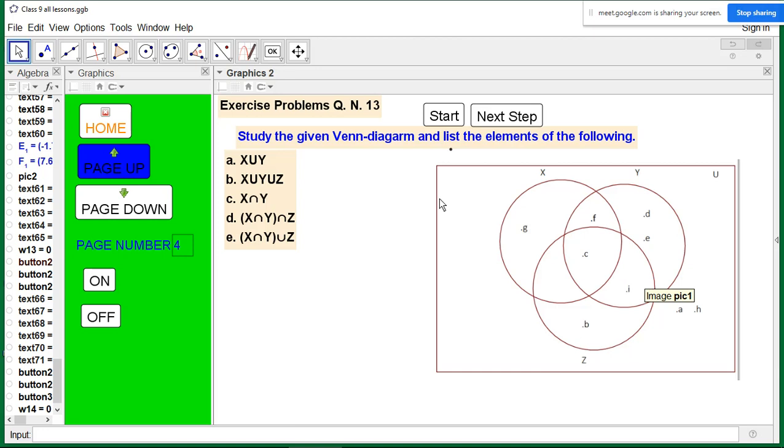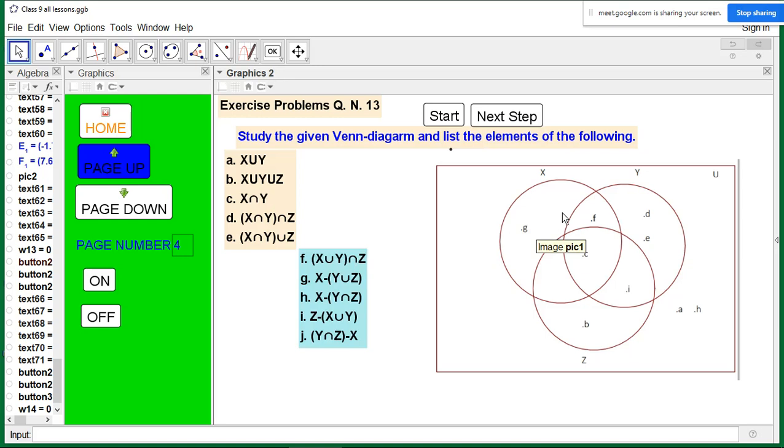X union Y intersection Z. X union Y is all this part, yes, and intersection with Z is this part only. Can you write the elements of X union Y intersection Z? CI. I got the right answer. Sanskriti, Kripa, yes, Rosika Adhikaris, thank you.